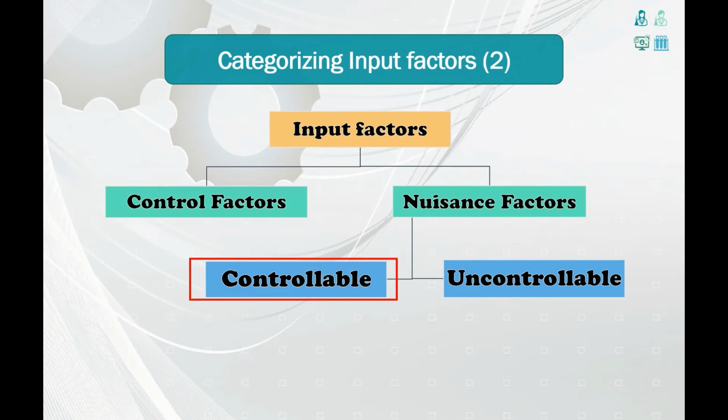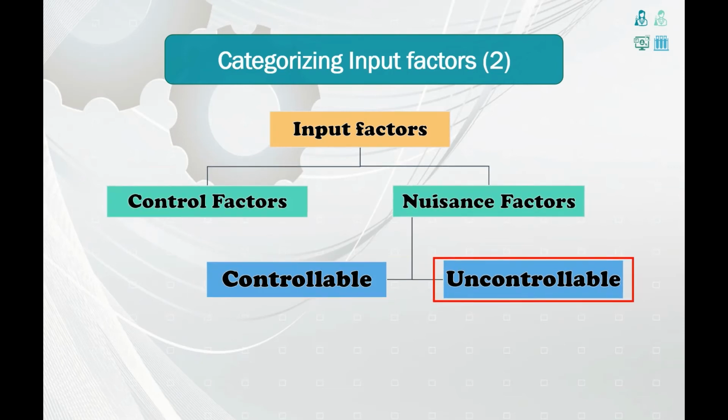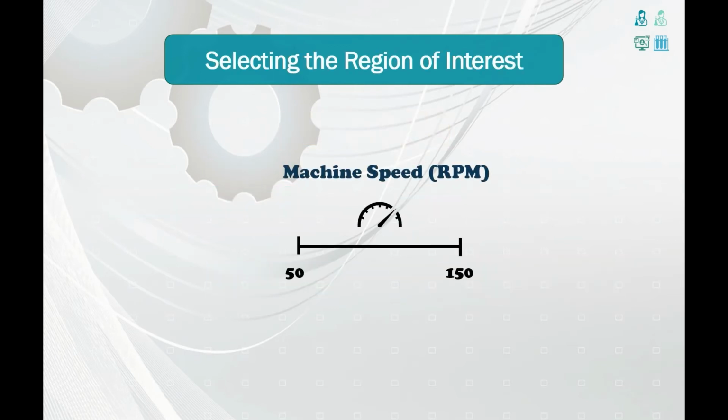On the other hand, we can have uncontrollable nuisance factors. These are factors that can neither be controlled in the experiment nor in the live process. Once again, categorizing factors in this manner is crucial in the context of design of experiments, as will be made clear later on.